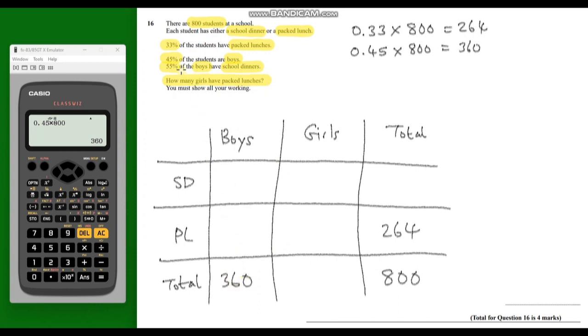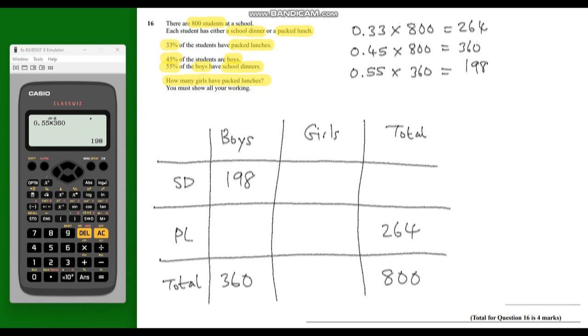Now let's look at the next point. It says 55% of the boys have school dinners. We're not doing 55% of 800, because that would be 55% of the total. We're doing 55% of the boys, which we've just worked out. There are 360 boys, so 55% of them will be 0.55 times 360, and we get 198. So 198 boys have school dinners. That's all the information we've been given, and now we can work out some of these blanks.